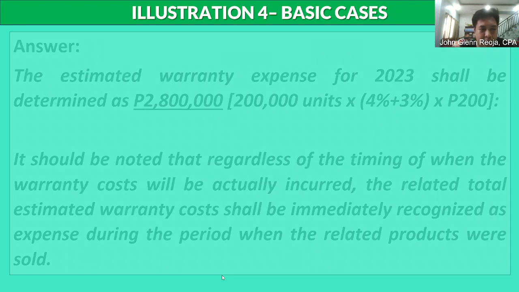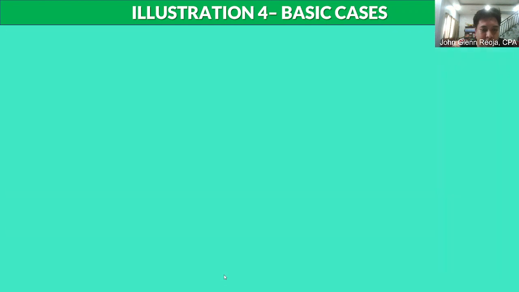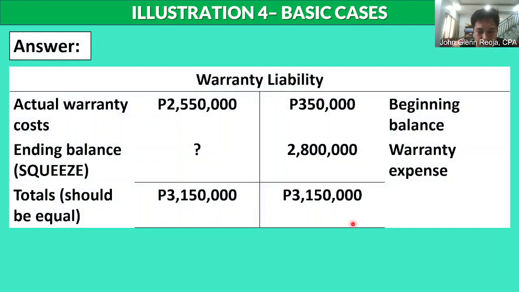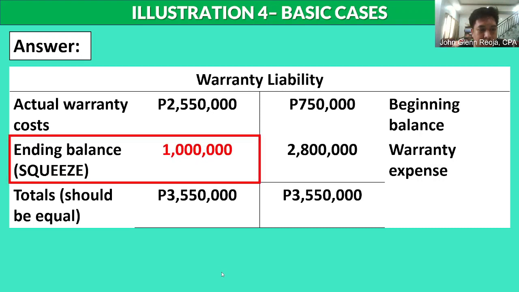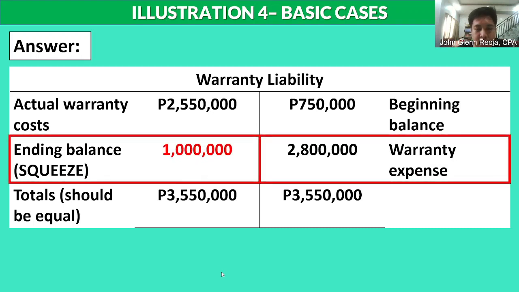So, let's change na naman. So, yan. 750,000, 2.8, 3550. Change ko yung amounts based sa given. And then, the answer must be 1 million yung ending balance of our warranty liability and 2.8 yung sa warranty expense.